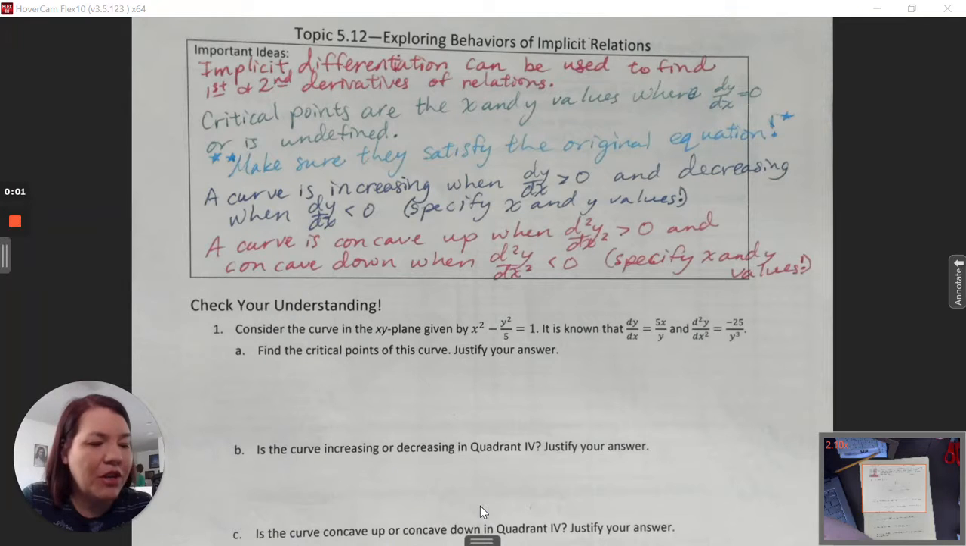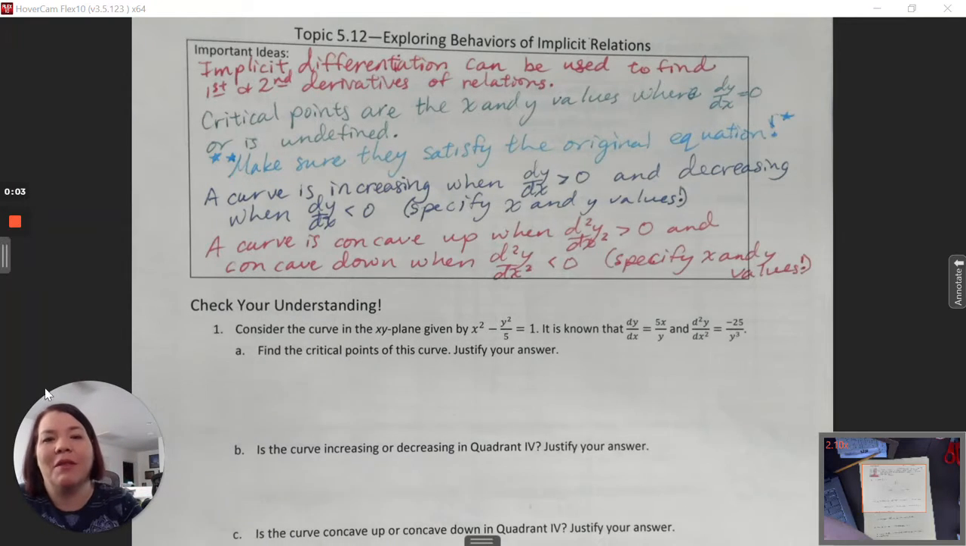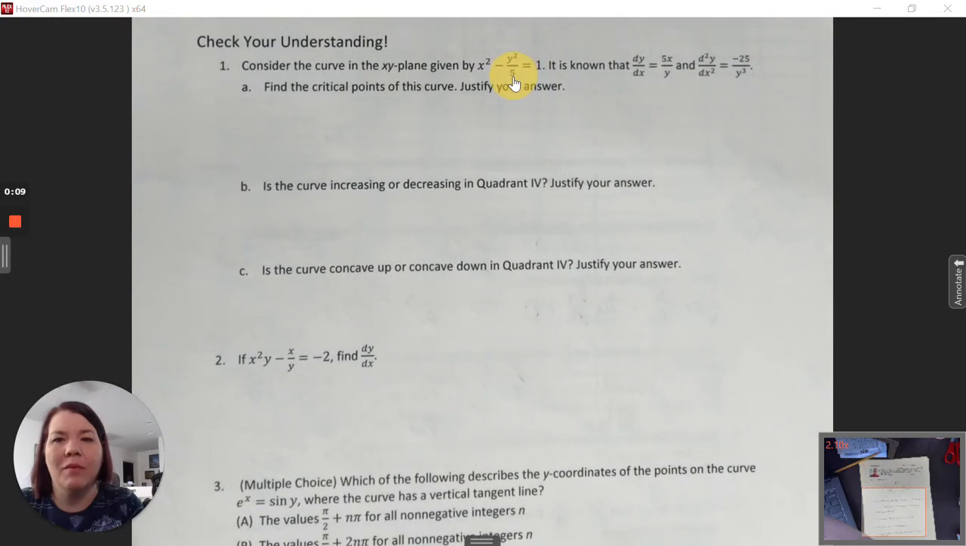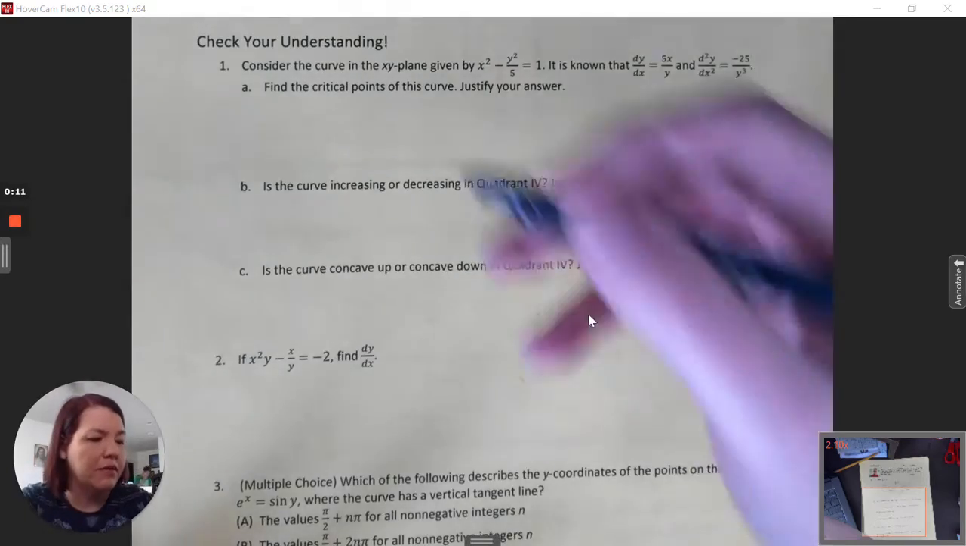All right, and we're going to be doing the Check Your Understanding for topic 512, exploring the behaviors of implicit relations. Let's go ahead and get started with our Check Your Understanding for 512.